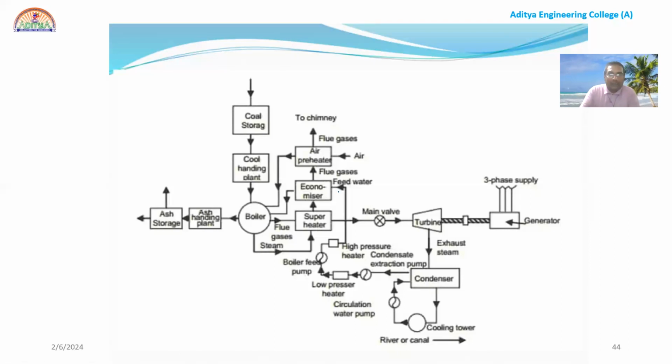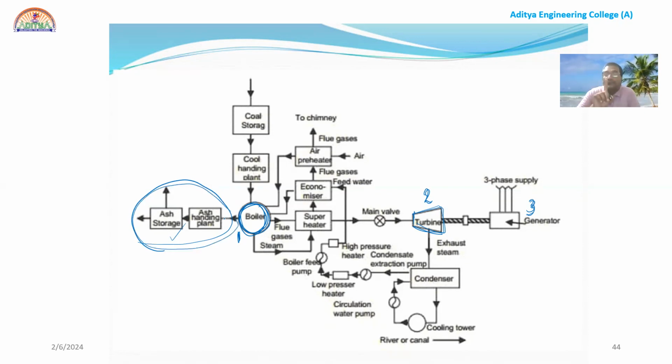So you start with the main items. This is the boiler first, I am saying it is 1, right? And the turbine, it is 2. The generator, it is 3. Now you can see one system attached to the boiler. What is it? The ash handling plant and ash storage. So this is one subsystem.